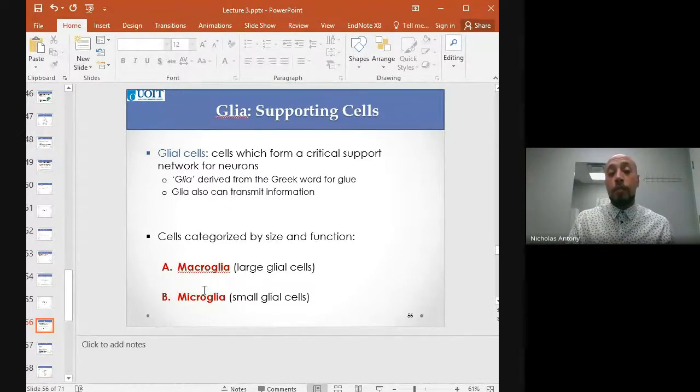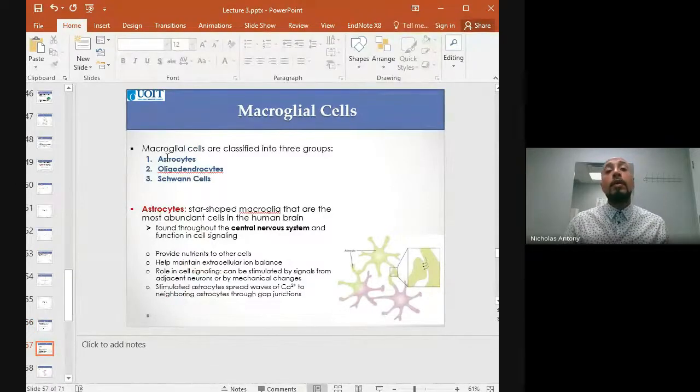The glial cells are our support cells, and they're divided into two different categories. There's microglia and macroglia. Macro meaning large, micro meaning small, and they have different functions. The macroglial cells are classified into three groups. The first one are called astrocytes, and this is the most abundant cell in our human brain. They're called astrocytes because they look like stars, but they act as the structure. They are like proteins and they hold everything together.